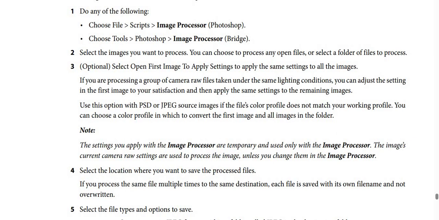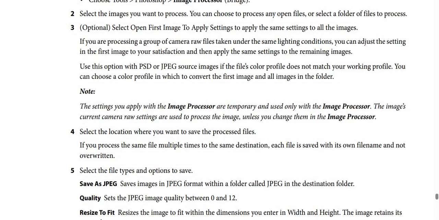The settings, by the way, you apply with the image processor are temporary and used only with the image processor, and the image's current camera raw settings are used, by the way, to process the image unless you change them in the image processor. Step number 4, you should select the location where you want to save the processed files. And if you process the same file multiple times to the same destination, by the way, each file is saved with its own file name and not overwritten.